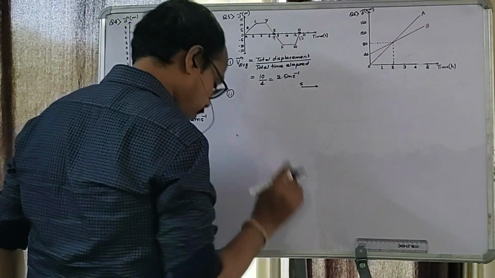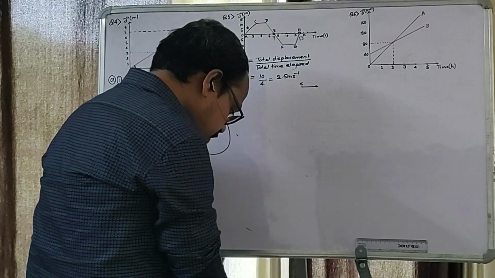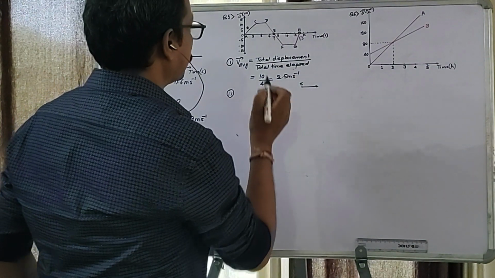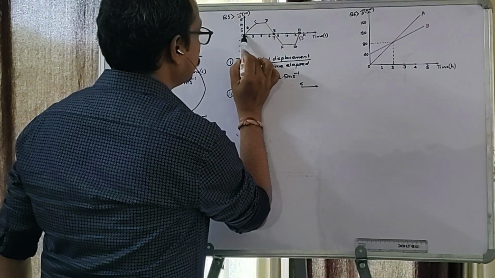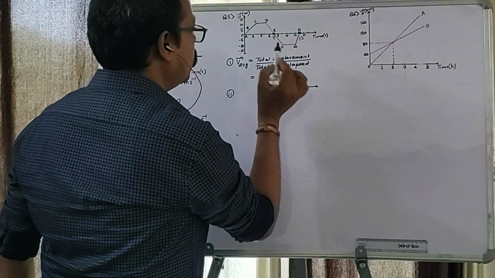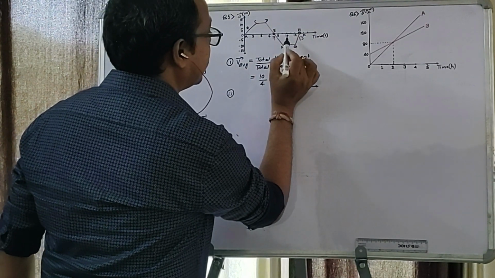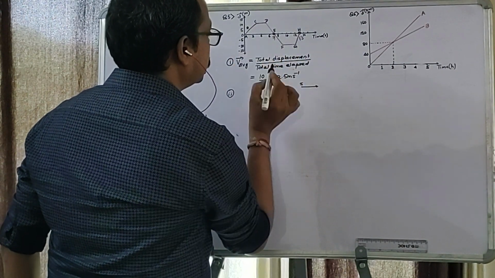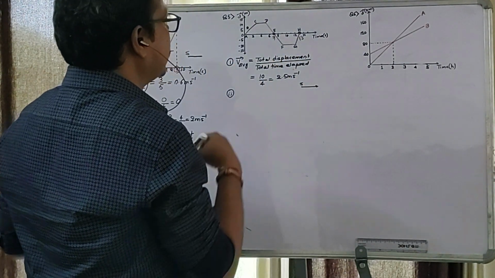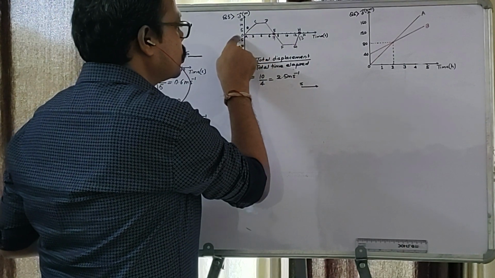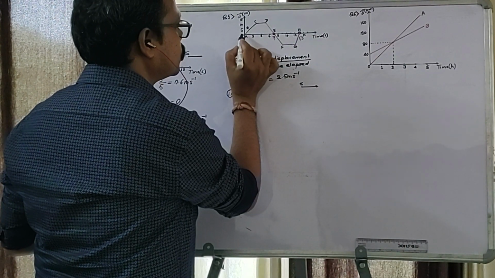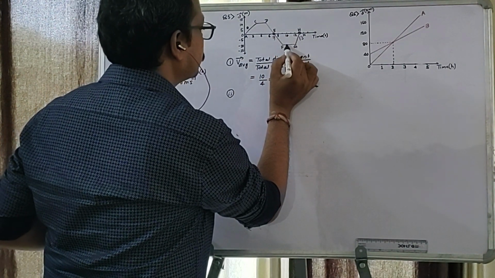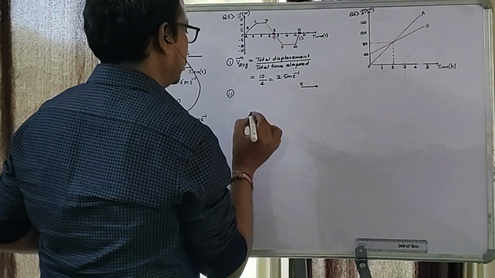The second part is asking the displacement from the initial position at the end of 10 seconds. The displacement from the initial position to the end of t equal to 10 seconds. T equal to 10 seconds is here, right? So what do you see at t equal to 0, the displacement was 0, right? It was at origin. At the end of 10 seconds, its position is minus 10 meter.